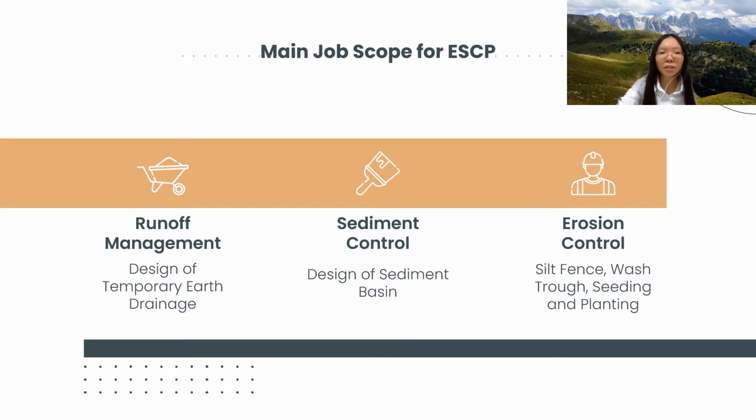For sediment control, soil loss and sediment yield are estimated using the universal soil loss equation and modified universal soil loss equation respectively. Sediment basin is then designed to trap and retain the sediment and other larger particles from being discharged out from the construction site. Other erosion control include silt fence, wash trough, and sieving and planting.